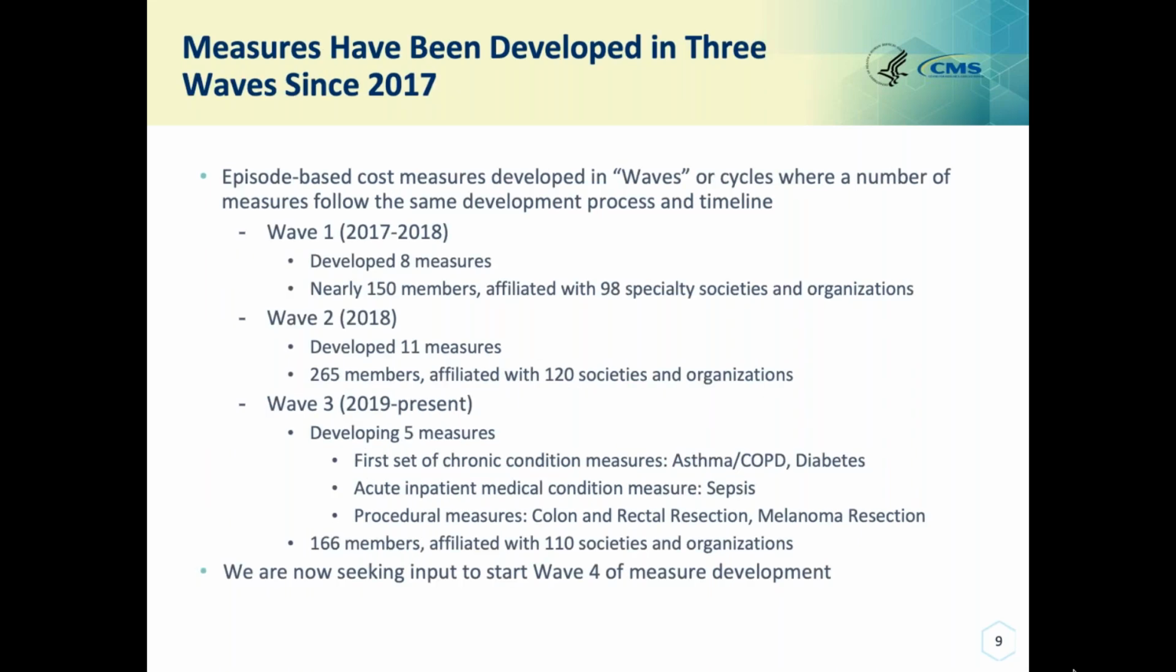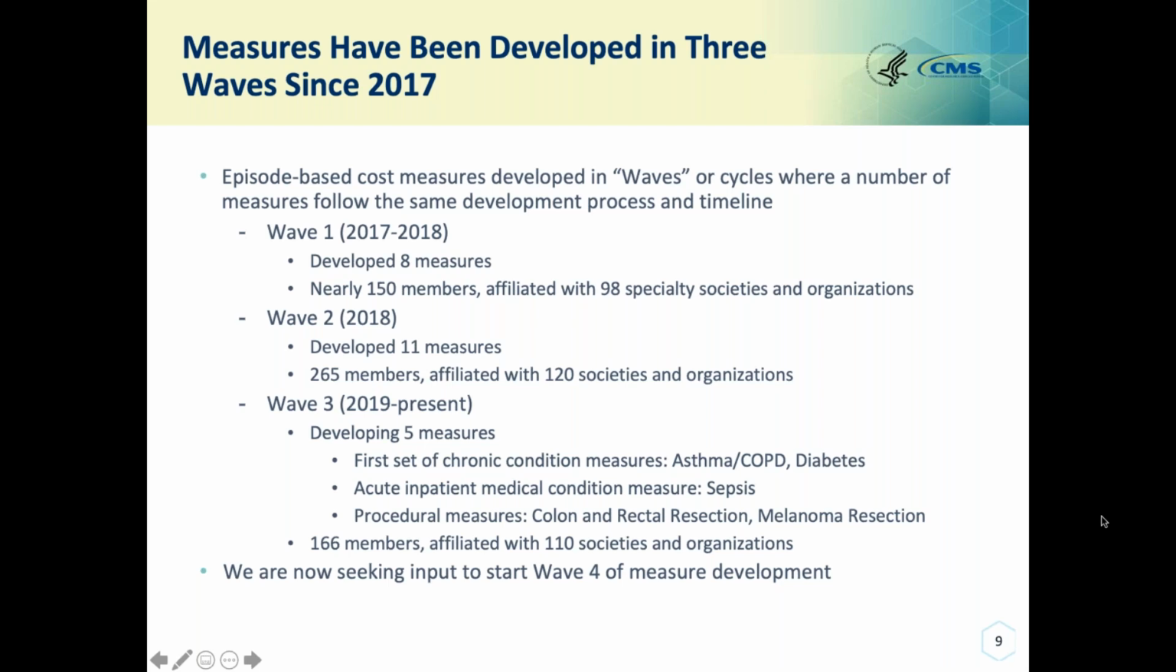Since 2017, episode-based cost measures have been developed in waves or cycles, where a number of measures follow the same development cycle and timeline. So far, we have completed 3 waves of development, where we have developed 8 measures in Wave 1, 11 measures in Wave 2, and 5 measures in Wave 3. We recently completed Wave 3 of development, which began in 2019, involving the input and expertise from over 160 members. Wave 3 was the first wave in which we developed chronic condition episode-based cost measures for diabetes and asthma/COPD. We're now seeking input via the current public comment period to start Wave 4 of cost measure development.